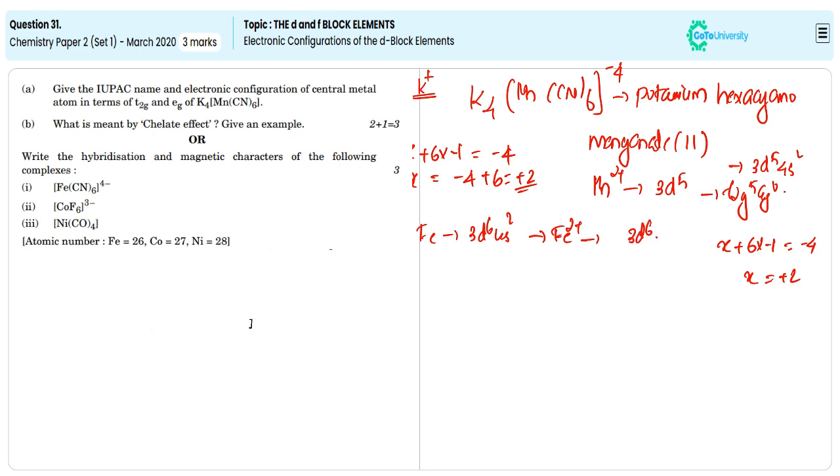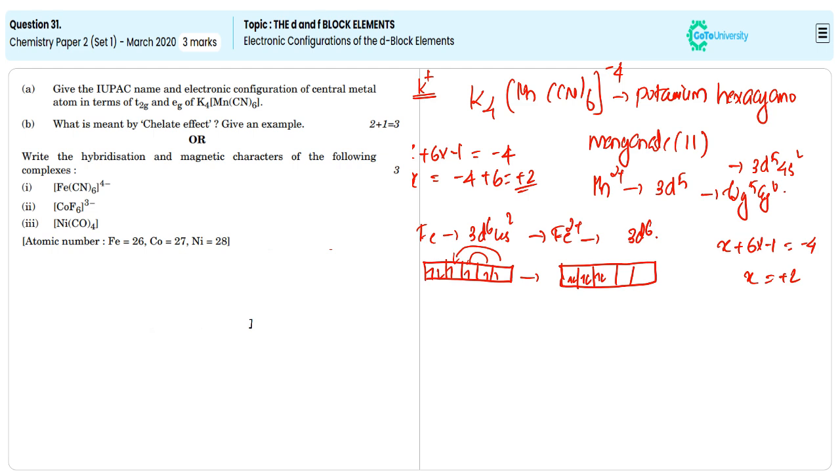Now in 3d6, if you draw the box diagram, the 6 electrons will be arranged like this. Here CN- is a strong field ligand. So when CN- attacks this iron, the electrons of the iron get paired. So all the electrons get paired, 1, 2, 3, 4, 5, 6. Here we cannot see any unpaired electron. It means this [Fe(CN)6]4- is diamagnetic in nature.